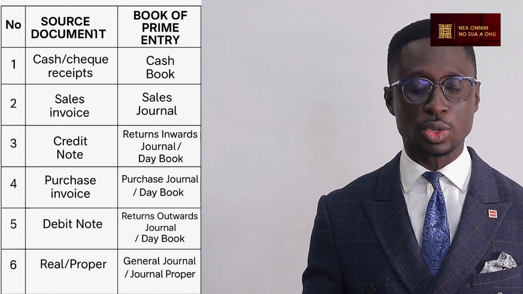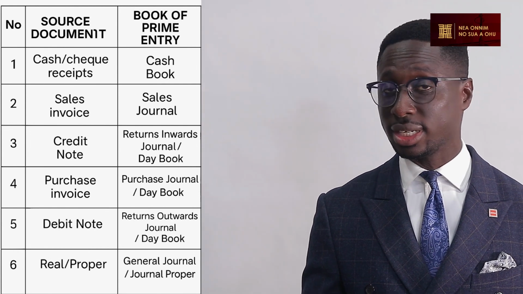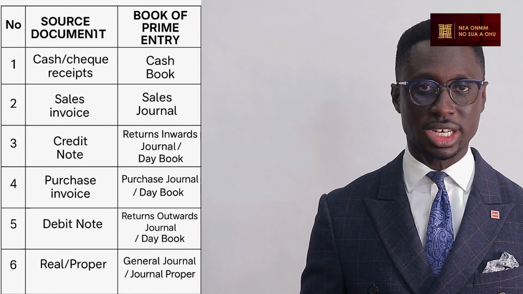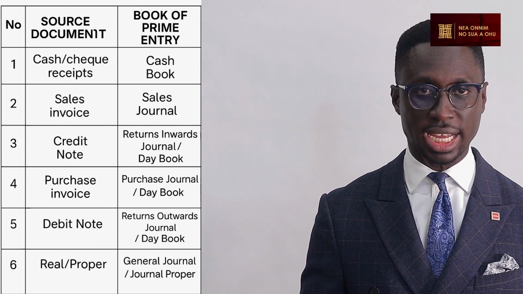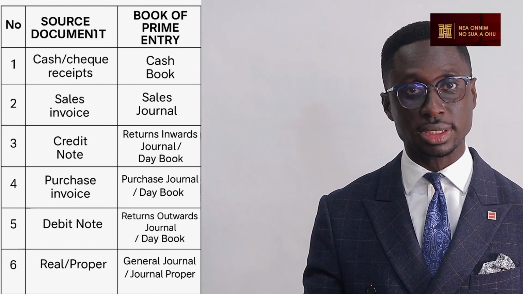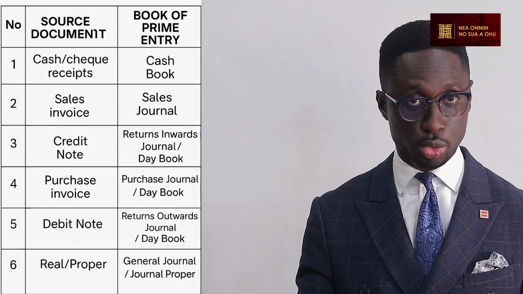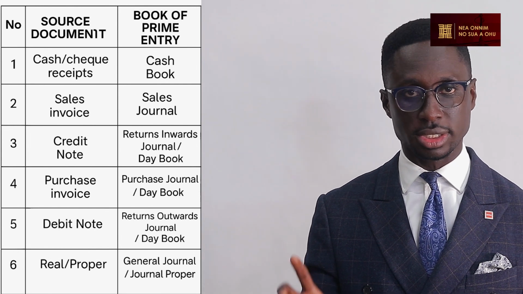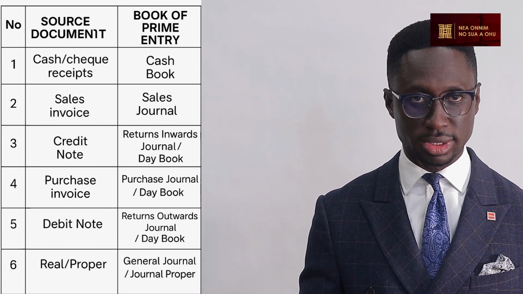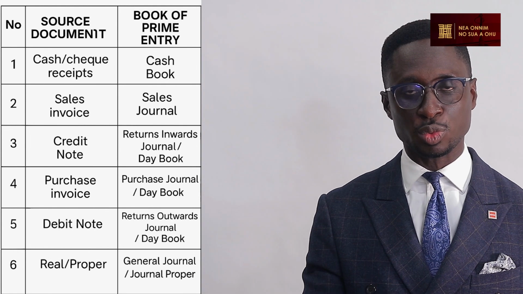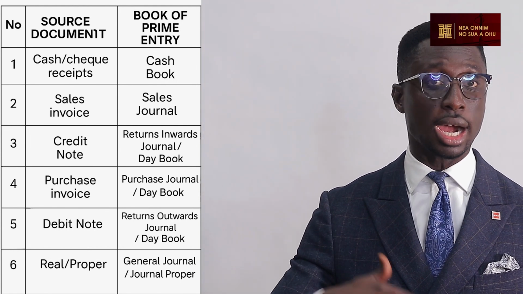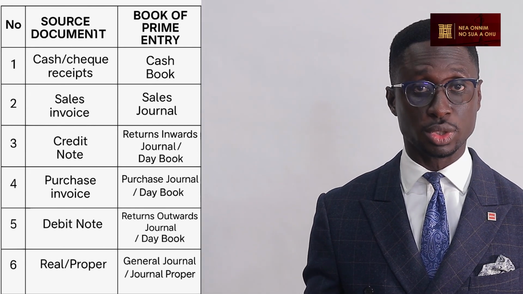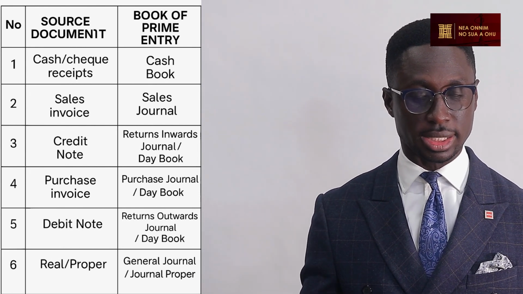Good. Now let's look at the purchase invoice. I'm sure by now you already know the answer. For a purchase invoice, the recording of a transaction in respect of that will be going into what? The purchases daybook or purchases journal. How about the debit note? Of course, the debit note will be going into the returns outwards daybook or return outwards journal. I hope that is clear.